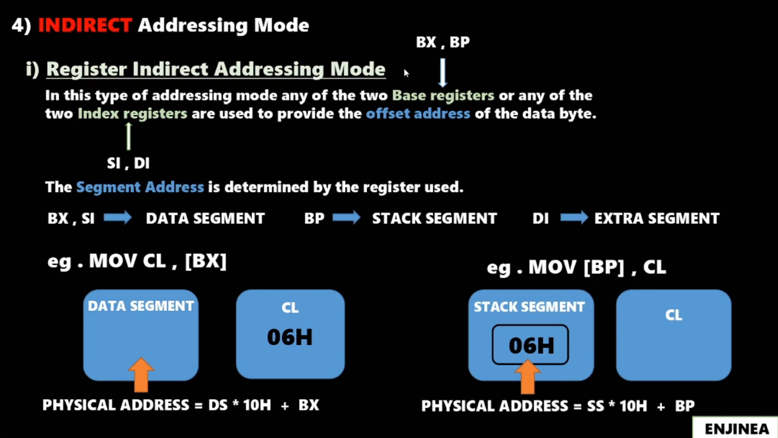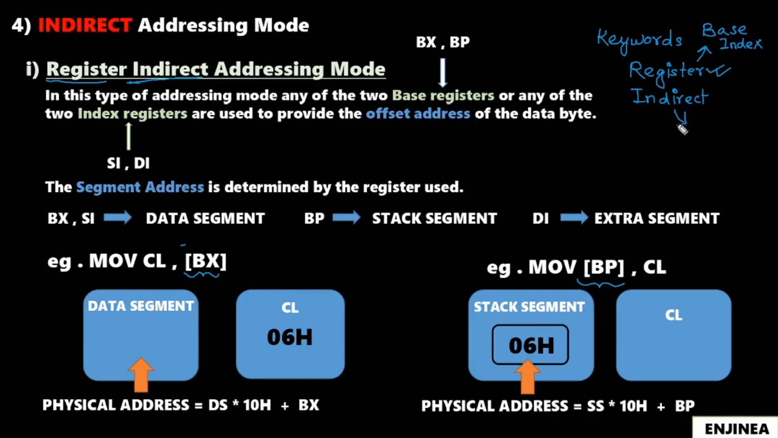Now this type of addressing mode might have different names in different books, but the main thing to notice here is the keyword, as I said in the previous slides. Here the keywords are register and indirect. Register, as we can see, BX and BP are registers, and indirect means they will be specified inside brackets. So register as in base register or the index register, and indirect means in brackets they will be specified.